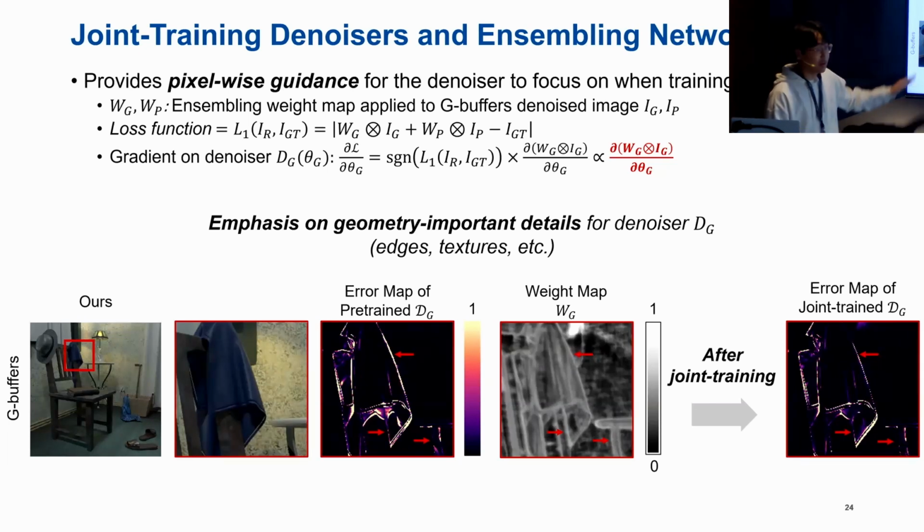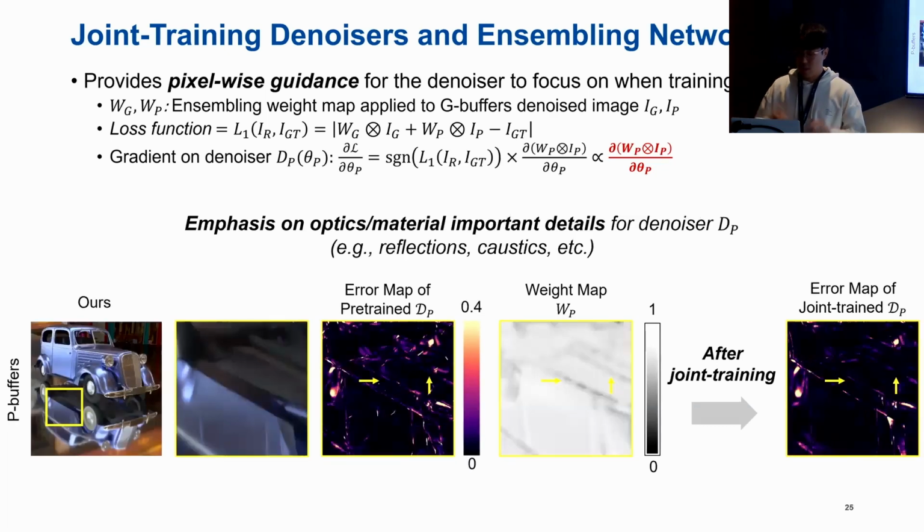For instance, under a scene with various geometric details, the denoiser DG will get signals on the regions where this geometric information is important, such as these edges and textures, which are highlighted on the weight maps. And for the results, the jointly trained denoisers will have less error on those highlighted regions compared to the pre-trained one. The same phenomenon happens for the denoiser using P buffers, DP. On this scene, there are various types of reflections going on, and DP will get training signals on where light propagation information is important, such as the reflection at the bottom. And similarly, the jointly trained results will show less error on those regions compared to the pre-trained one.